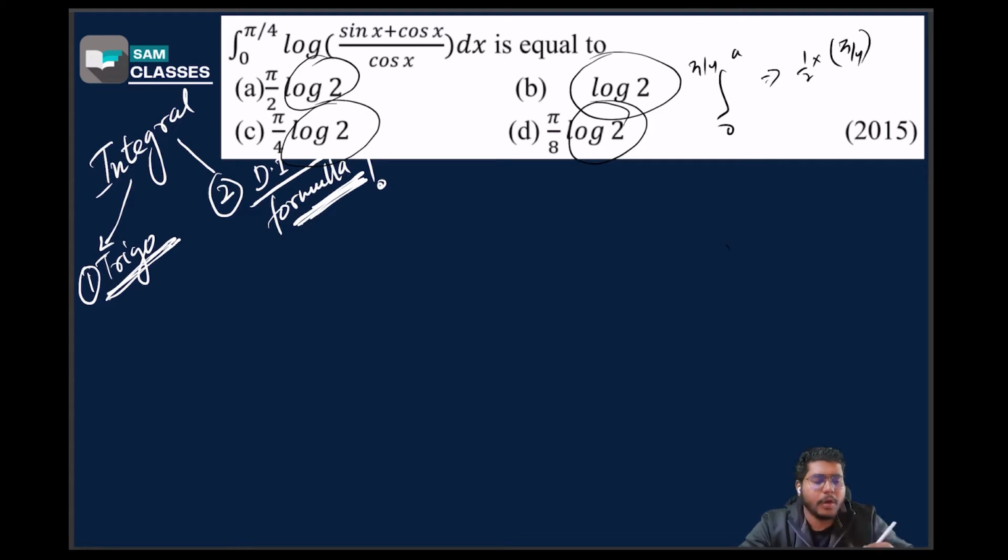So if you are in a situation where the time is very less and you have just 1 or 2 seconds to mark it, you can directly go and mark pi by 8 log 2. Okay, you can directly go and mark pi by 8 log 2. In 90% of the cases it will come. Okay, but how to actually solve it, and by the actual method, how can I solve it fast?